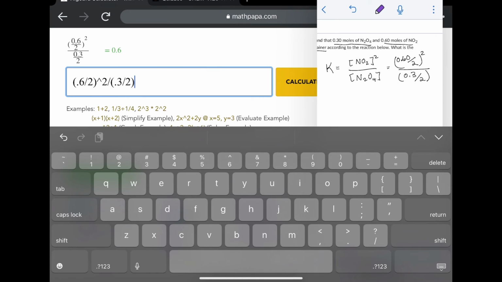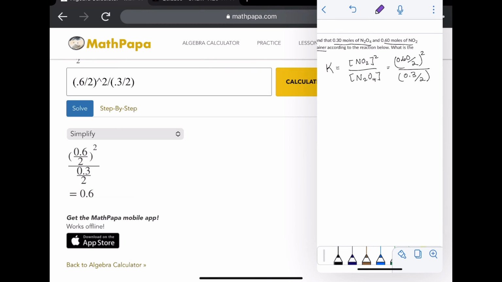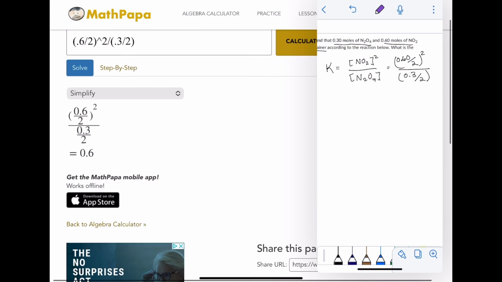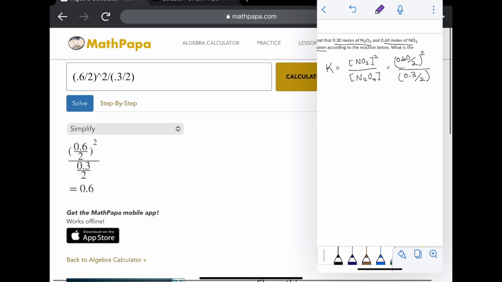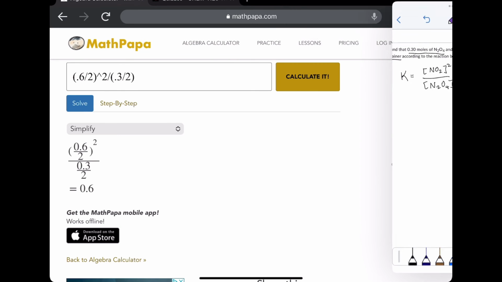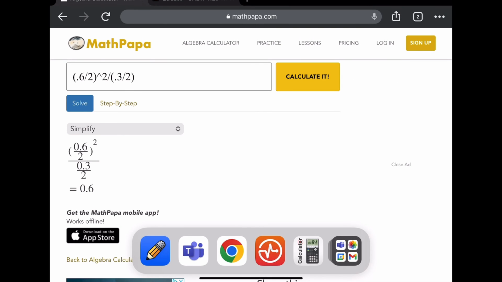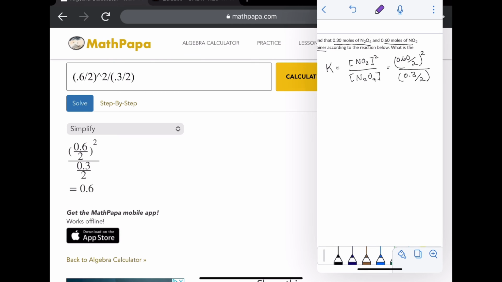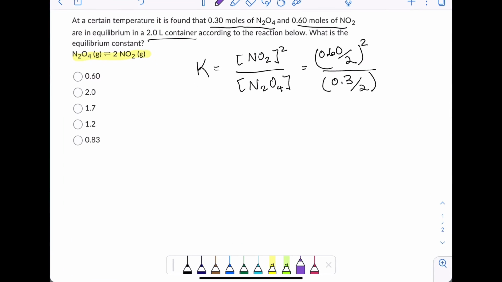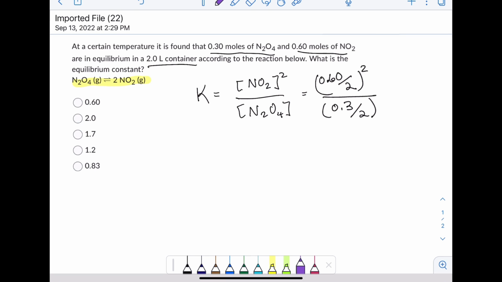It is showing my answer up above the box. I also can do a calculate it. And again, there are some steps that might or might not be shown. The answer is 0.6. And so let me go back to this. All right. And so 0.6 is my answer there.